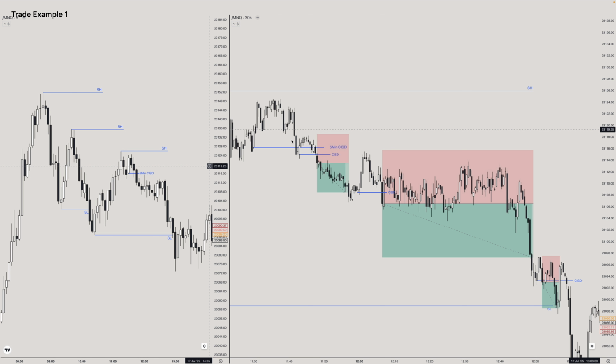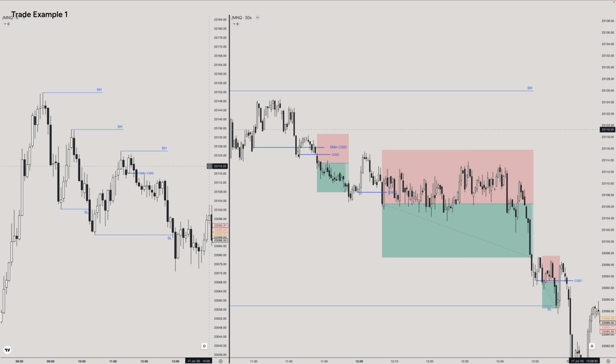Now here, I'm waiting for a 30-second candle to close below this line, this 5-minute CISD line. As soon as this candle closes below, that is my confirmation. That is my confirmation of the higher time frame telling me, hey, this trend pullback on the 5 minutes is now exhausted and price is now going down towards our 5-minute swing low.